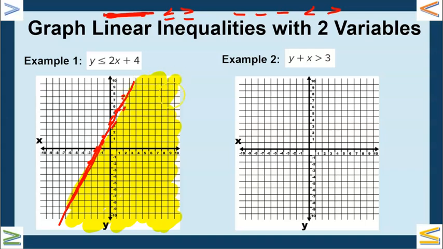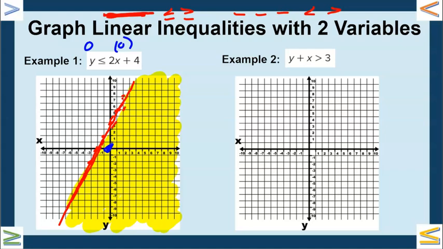Now, if that is hard for you to determine, then you would just pick a point to put in for x and y. As long as the line doesn't go through the origin, I would just use 0, 0. Let's say I wanted to see if 0, 0 works. If I put a 0 in for y and a 0 in for x, does that statement still be true? 2 times 0 is 0. 0 plus 4 is 4. Is 0 less than or equal to 4? Yes. So wherever 0, 0 is, that's the side I shade in.